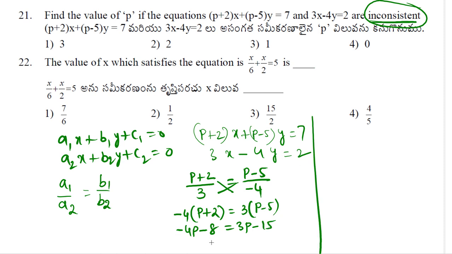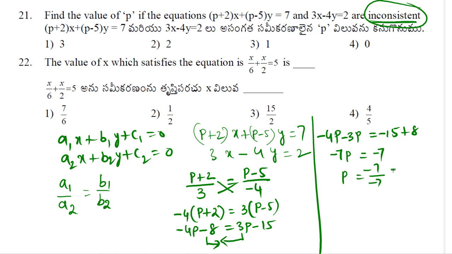Now let us bring all the terms involving p to the left side. Minus 4p, then send this 3p to the left side, minus 3p. Now let us bring all the terms which are constants to the right side. Negative 15 is already there at the right side. Send this negative 8 to the right side, that will be plus 8. So minus 4p minus 3p means minus 7p. That is equal to minus 15 plus 8 means minus 7. So minus 7 and minus 7 get cancelled, or we can write p equal to minus 7 by minus 7, which is equal to 1. So option 3 is the correct one.